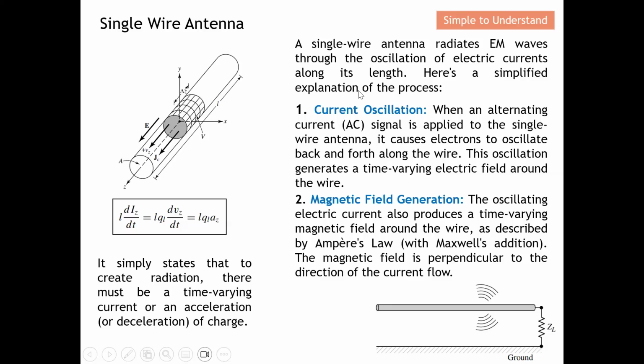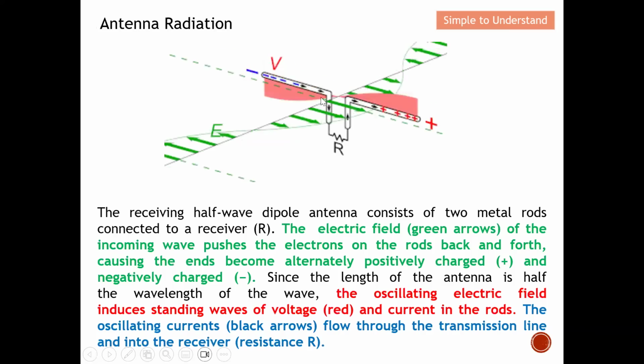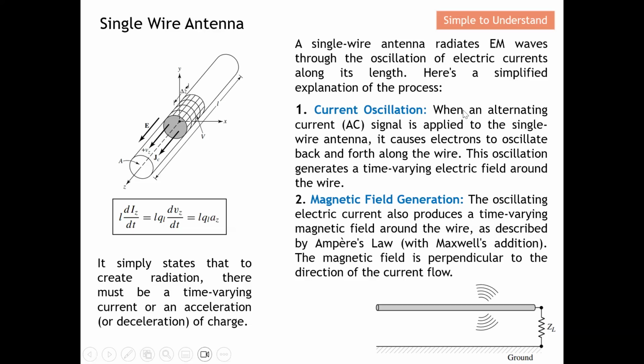First one will be on the current oscillation. So when an alternating current signal is applied to the single wire antenna, it causes electrons to oscillate back and forth along the wire. So imagine this, you actually have this AC source. In my earlier discussion, you can see that because of the source, you create an E field. This causes the electrons to oscillate back and forth along the wire, as you can see based on the earlier discussion in this video here. So it's the same principle. Because of the alternating E field, they cause the electrons to oscillate back and forth along the wire.